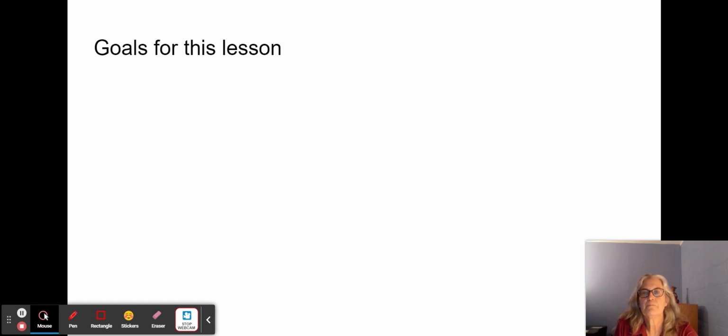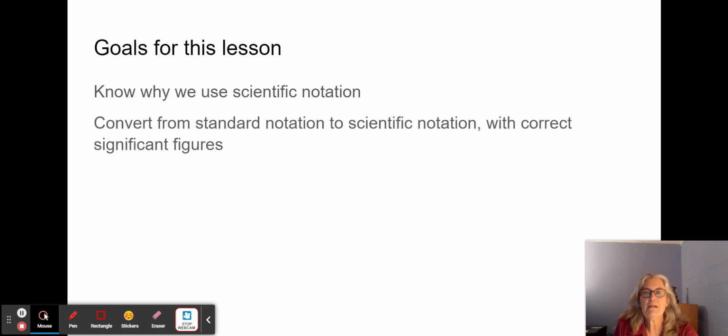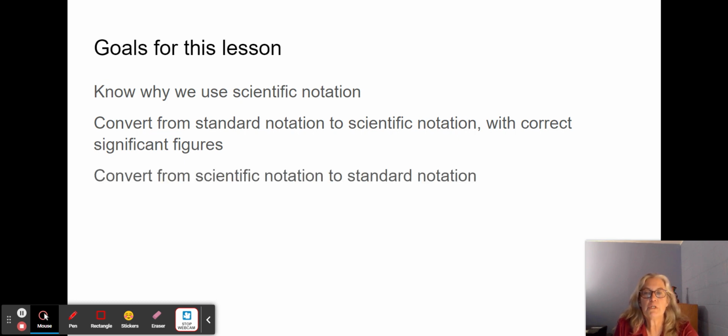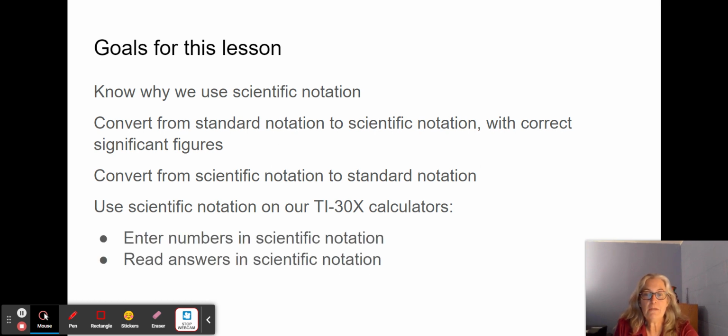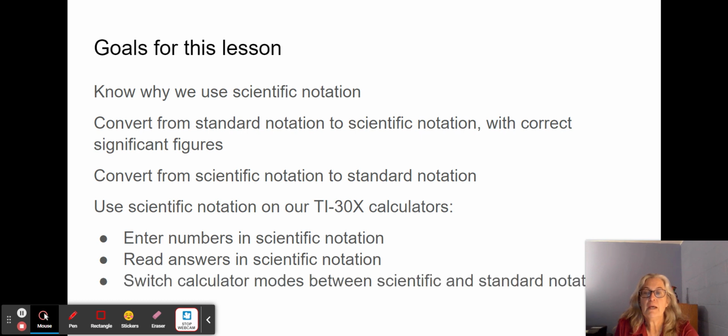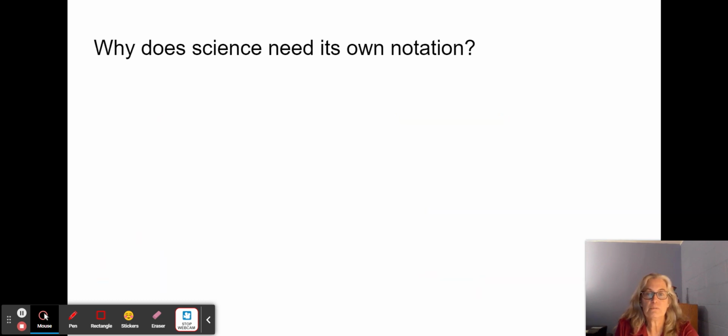Scientific notation. Goals for this lesson: know why we use scientific notation, convert from standard notation to scientific notation with correct significant figures, convert from scientific notation back to standard notation, and use scientific notation correctly on our TI-30X calculators, enter numbers in scientific notation, read answers in scientific notation, and switch calculator modes between scientific and standard notation.